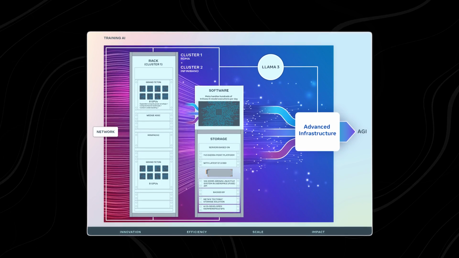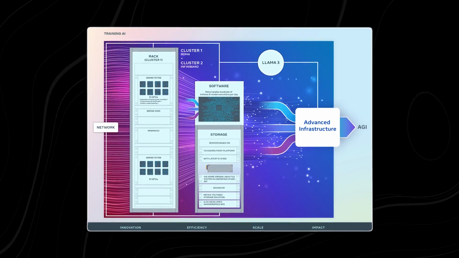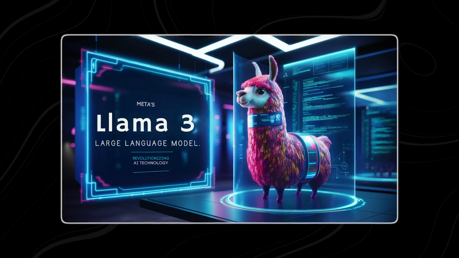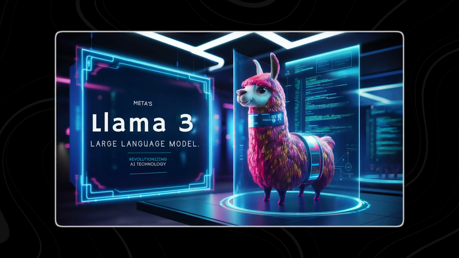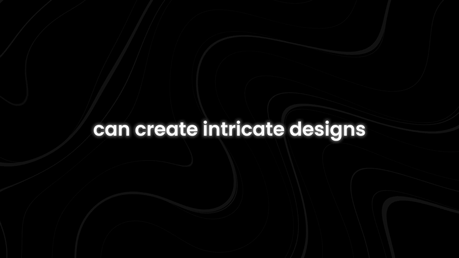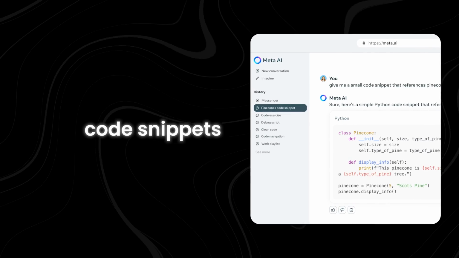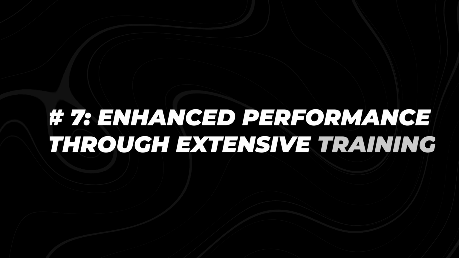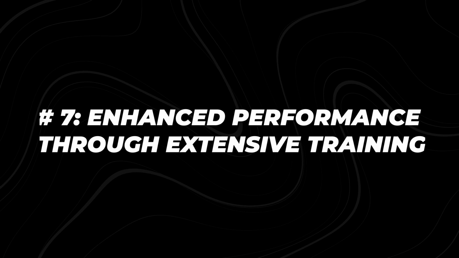Llama's advanced architecture and algorithms enable it to understand and generate human-like text with impressive accuracy and coherence. Furthermore, its capabilities extend to specialized tasks like coding and summarization. Just as a skilled craftsman can create intricate designs, Llama can generate code snippets and concise summaries with precision and finesse. Number 7, enhanced performance through extensive training.